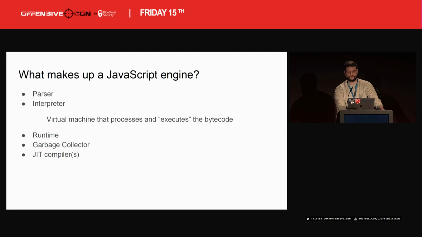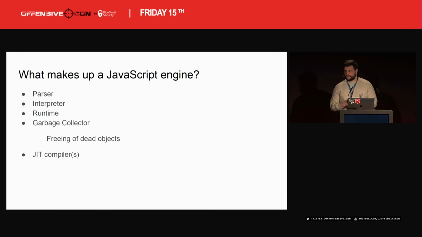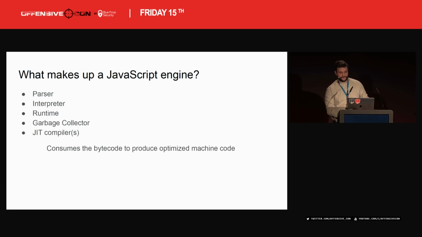That bytecode is then fed into the interpreter, which is basically a virtual machine. It just runs that bytecode. To do that, it relies on what we call the runtime, which basically provides all the basic data structures, standard libraries, and built-in functions. Of course, you have a garbage collector because you don't have to deal with memory management in JavaScript, and you have one or many JavaScript compilers. More on that later, as this is the subject of this talk. But basically what they do is they take the bytecode and magically produce optimized machine code, and we'll try to demystify that.